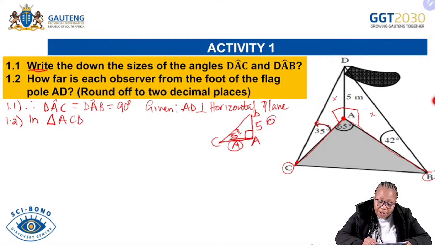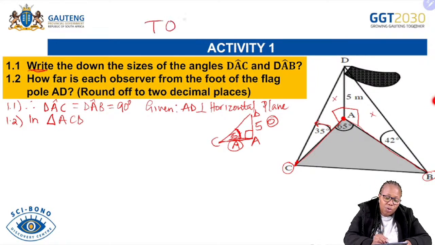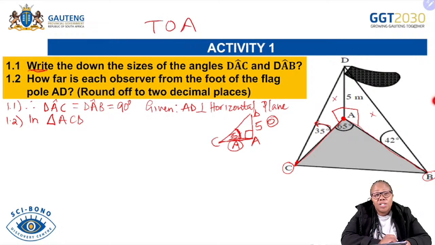So we are referring to which angle? To this 35 degrees angle here. 5 is opposite to that, and then the AC that we are looking for is adjacent. So you go to your trig ratios, grade 12, you look at the one that is having opposite and adjacent. Remember, that is the TOA. That means it's a tangent. You need to use tangent then.